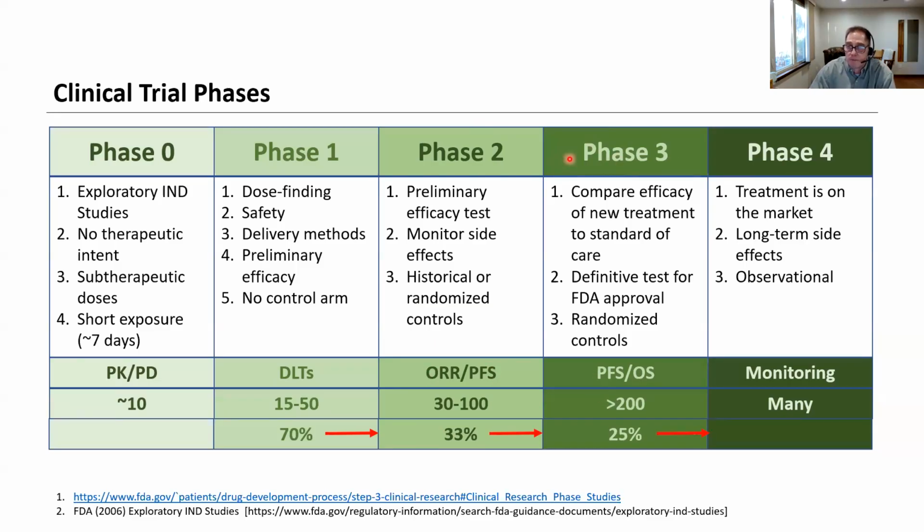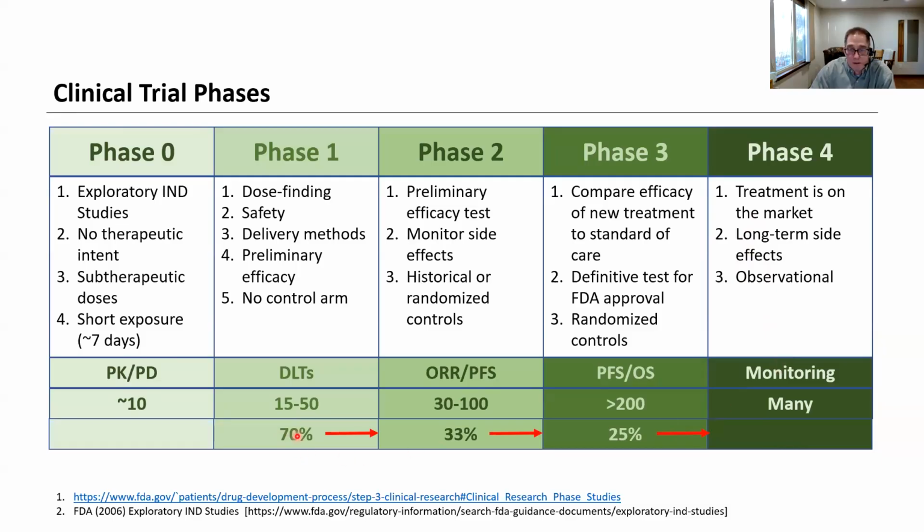So in phase three, we're looking for a definitive test for FDA approval. This is a direct comparison of efficacy of a new treatment to a standard of care. It always has randomized controls. The primary endpoints are progression-free survival, maybe overall survival. There are at least 200 patients on these, up into the 500s and 600s, maybe per arm. About 25% of phase three trials make it into phase four, which is a monitoring phase.